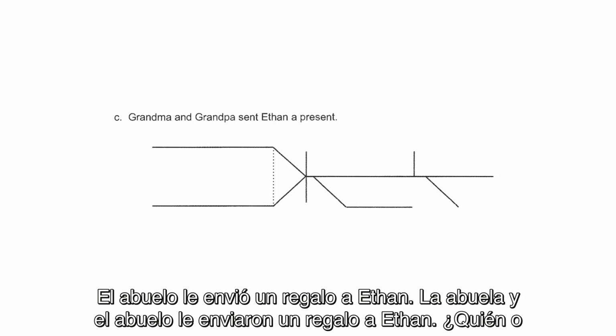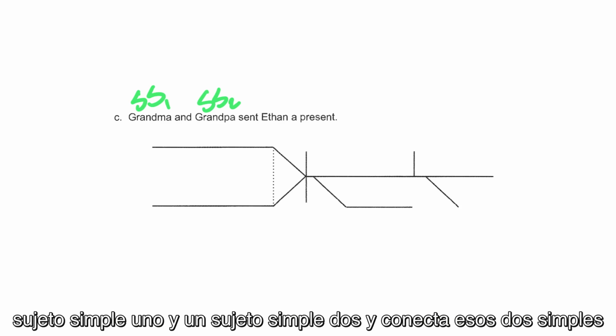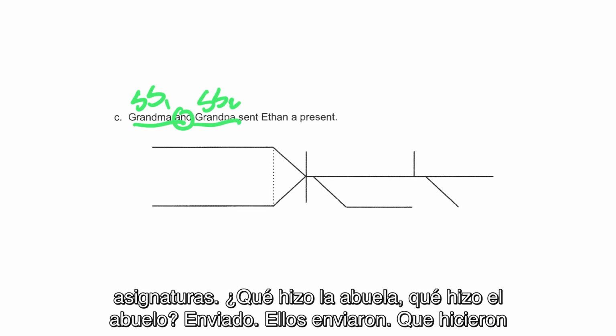Grandma and Grandpa sent Ethan a present. Who or what is this about? Well, it's about Grandma. Who else? Grandpa. So we have a simple subject 1 and a simple subject 2. And connects those two simple subjects. What did Grandma, what did Grandpa do?